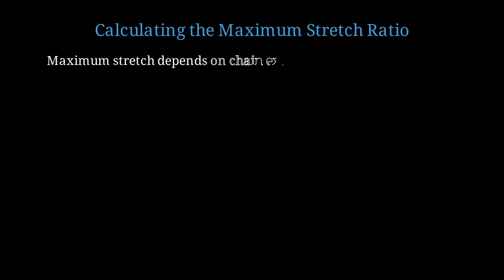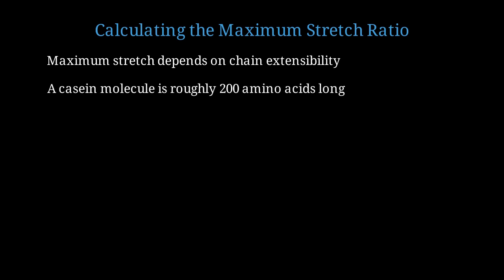The maximum stretch ratio depends on how much individual protein chains can extend before breaking. For randomly coiled polymers, there's a maximum extension when the chain becomes fully stretched. A typical casein molecule contains about 200 amino acid residues. Each amino acid contributes roughly 0.36 nanometers to the extended chain length. The maximum extended length is L max equals 200 times 0.36 nanometers, which equals 72 nanometers.